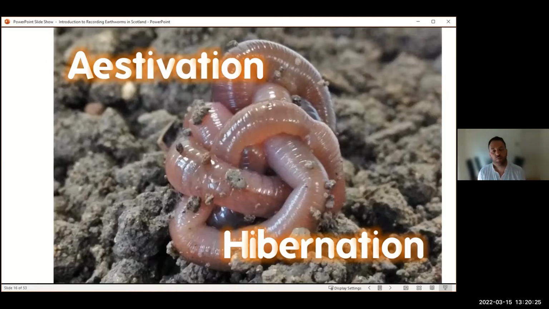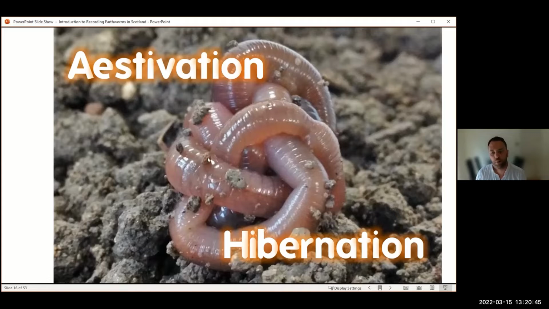So some will do it for very small periods of time, and as soon as the environmental conditions improve, they'll come out of this state. Others will do it at the same time every year. So it varies a lot. We call it estivation in summer and hibernation in winter.